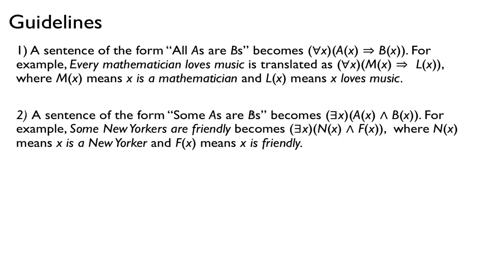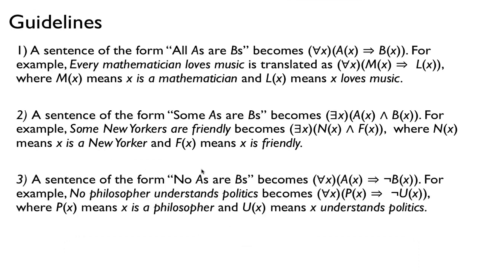And the sentence some A's are B's can be expressed using the existential quantifier. There exists an X such that A of X and B of X. Some A's are B's means that there's at least one X that both has property A and has property B. For example, some New Yorkers are friendly means that there exists an X such that N of X, X is a New Yorker, and F of X, X is friendly.